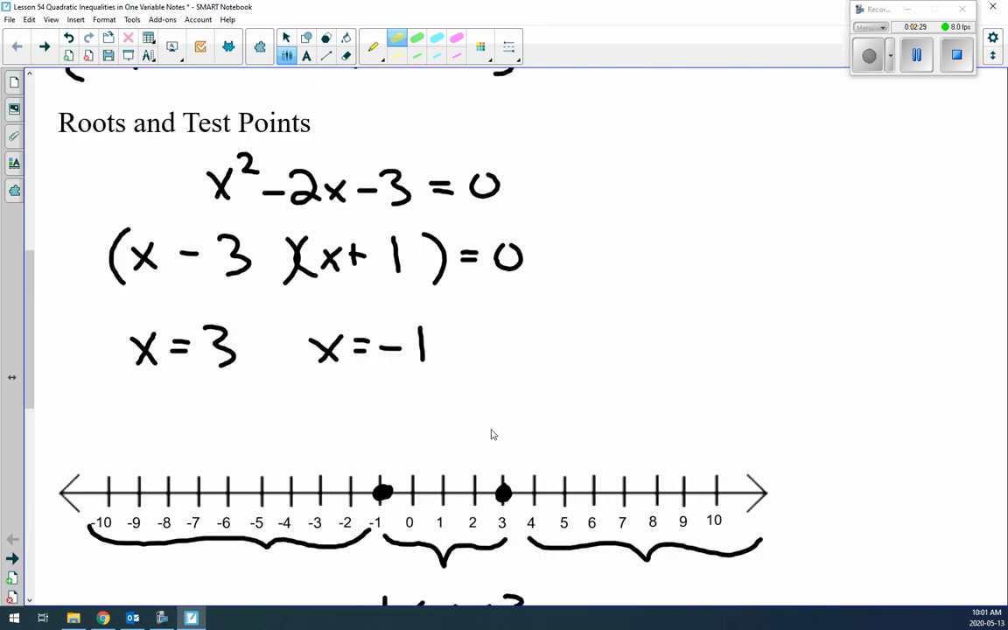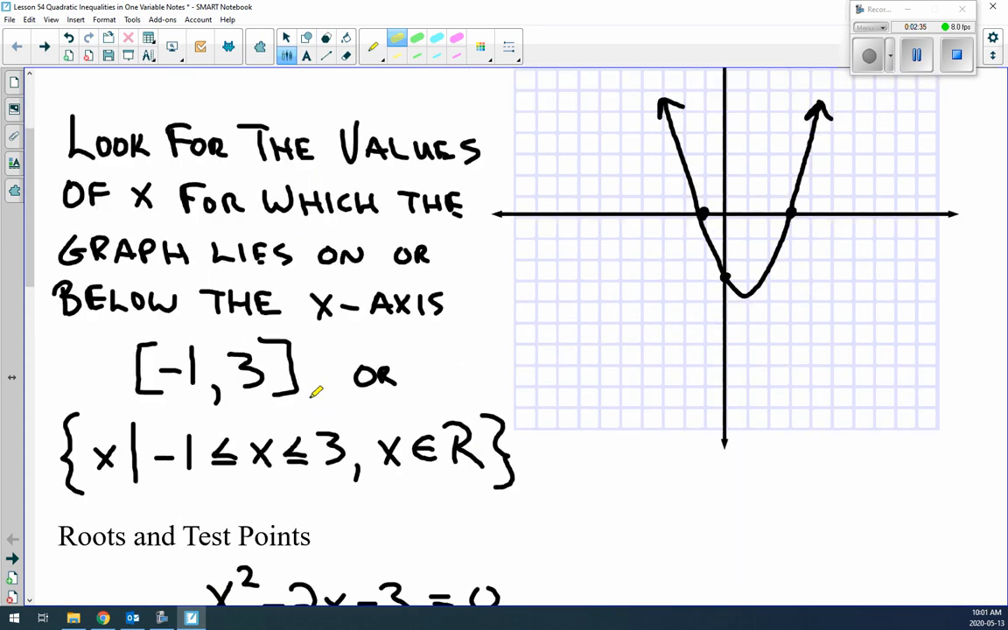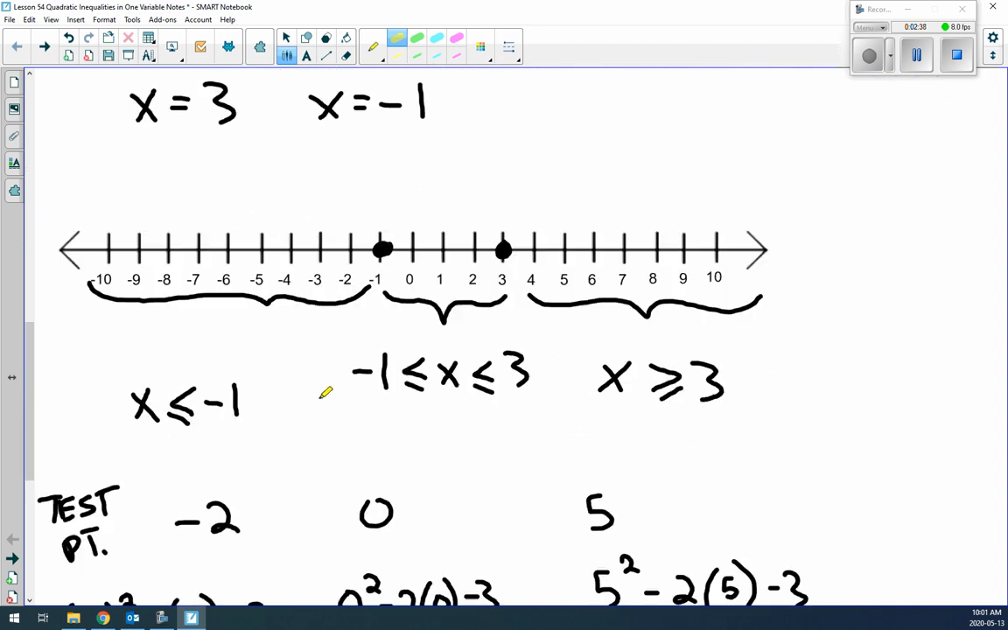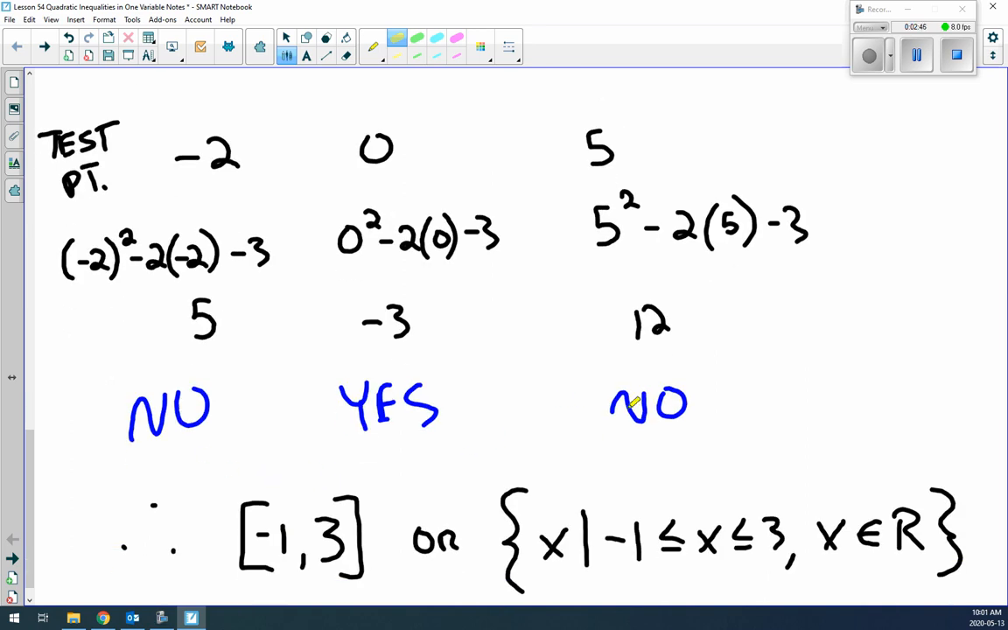Well, look back at the original here. What we're looking for is less than or equal to 0. What's that mean? We're looking for negatives. There it is. There's the negative. You see the other ones are positive. So do you see the pattern here? No, yes, no. If it was the other way around, it would be yes, no, yes. That's always going to work that way.